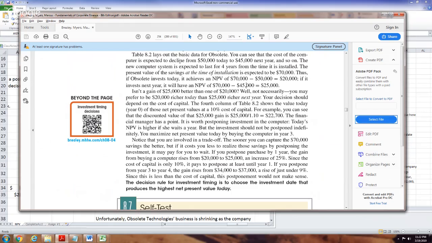So again, you're looking at the different gains, and it says, notice that if you involve the trade-off, the sooner you can capture the 70,000 savings, the better. If you postpone the purchase by a year, the gain increases. Since the cost of capital is 10%, it pays to postpone at least a year. If you postpone from 3 to 4, the gain rises from 34 to 37, a rise of just under 9%. So the decision rule for investment timing is to choose the investment date that produces the highest net present value today.